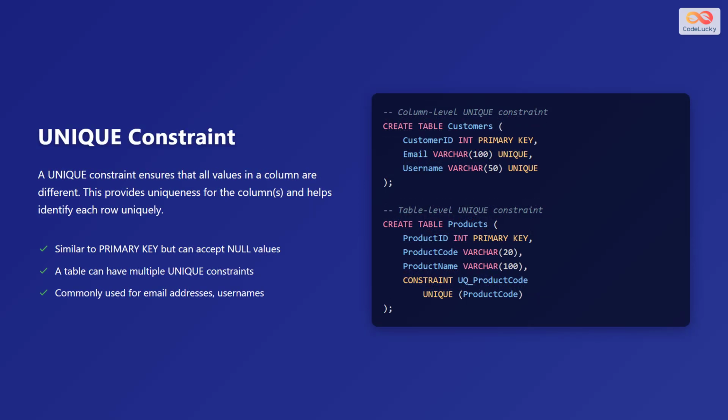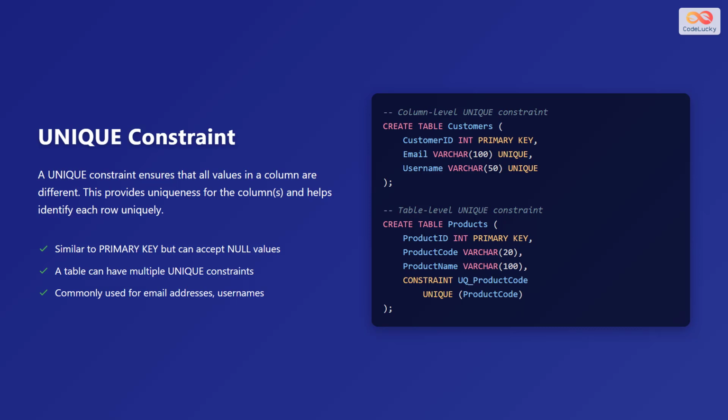A unique constraint ensures that all values in a column are different. This provides uniqueness for the column or columns and helps identify each row uniquely. It is similar to primary key but can accept null values. A table can have multiple unique constraints. It is commonly used for email addresses and user names.